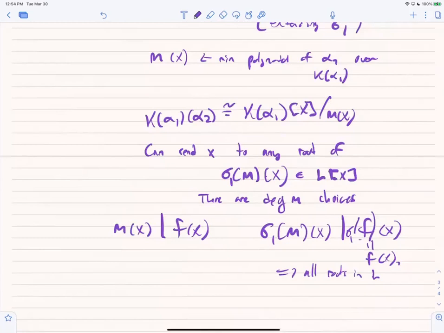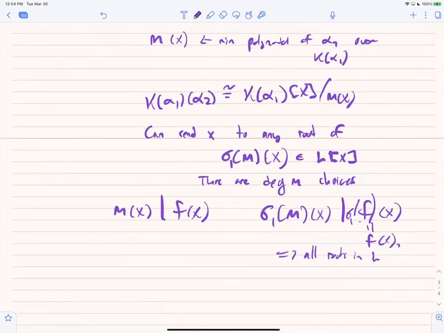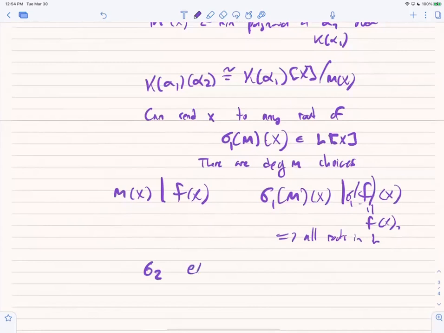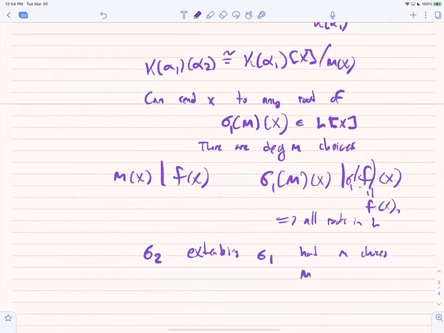Okay, so I have degree of M choices. Picking any of them, these degree M choices are just other roots of F, so they're other alpha i's. So I get sigma 2 extending sigma 1, where M was equal to K(alpha 2) over K(alpha 1), and this is the degree of this extension.